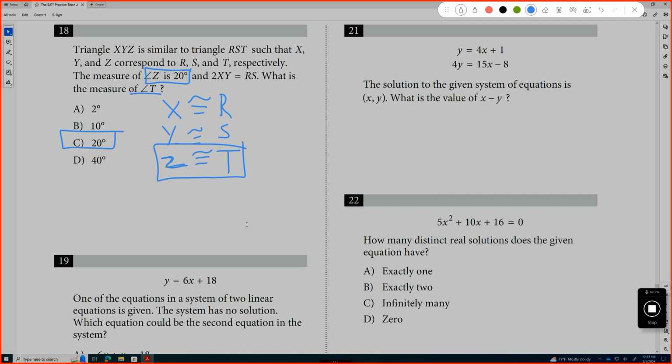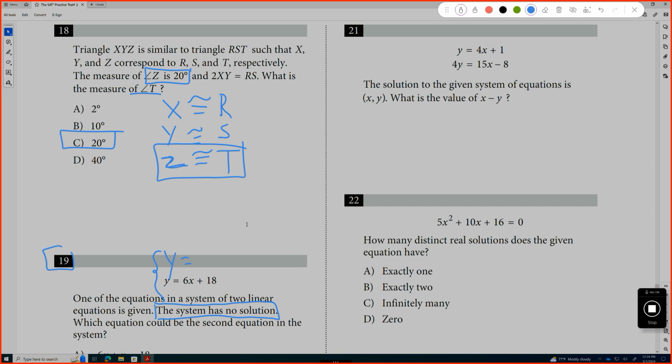Here on 19, I'll go down first. Question 19: one of the equations in a system of equations is given, y equals 6x plus 18. I'm missing the other one. Which equation could be the second equation in the system? The key to this question is that the system has no solution. The solution to a system of equations is where the lines cross.